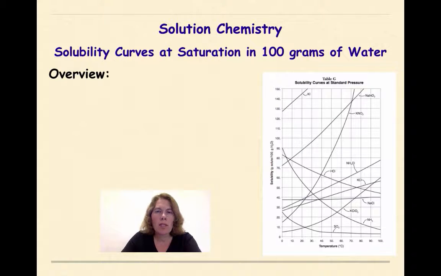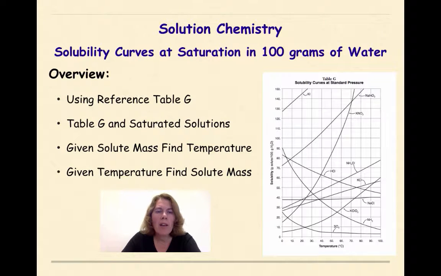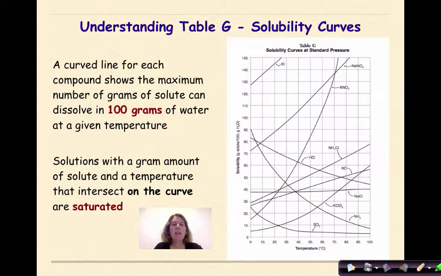Today we're going to look at solubility curves at saturation in 100 grams of water. Specifically, we're going to look at how you use reference Table G to figure this out. Table G and saturated solutions, we'll talk about unsaturated and supersaturated solutions in future videos. Given solute mass, finding the temperature. And finally, given temperature, finding solute mass. Understanding Table G and solubility curves.